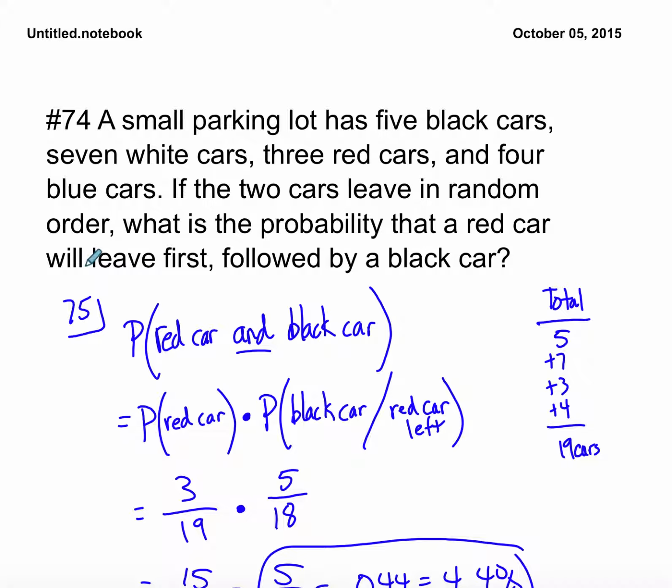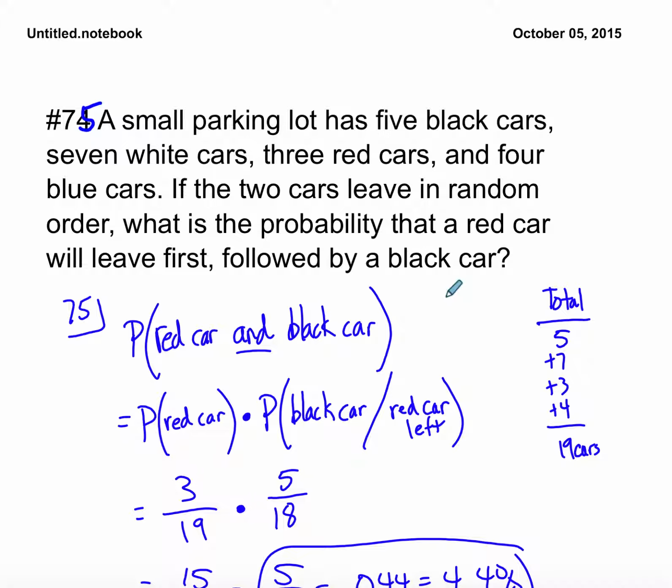So let's say as an example, a small parking lot has 5 black cars and 7 white cars. I'm sorry, I wrote 74, but this is number 75. So this should be a 5. All right. So this is number 75 in the textbook. So a small parking lot has 5 black cars, 7 white cars, 3 red cars, and 4 blue cars.